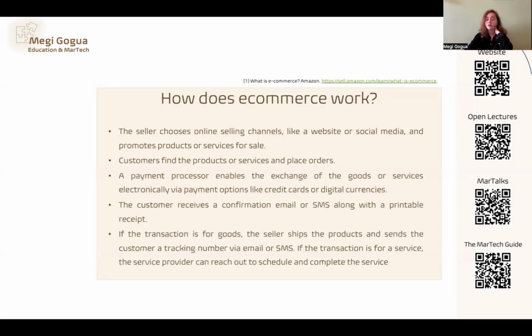And if the transaction is for goods, the seller ships the products and sends the customer a tracking number via email or SMS. If the transaction is for a service, the service provider can reach out to schedule and complete the service. Pretty straightforward. I think we go through this cycle even several times a day. But where's MarTech in that?